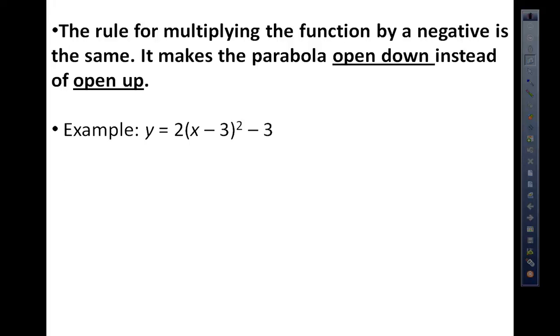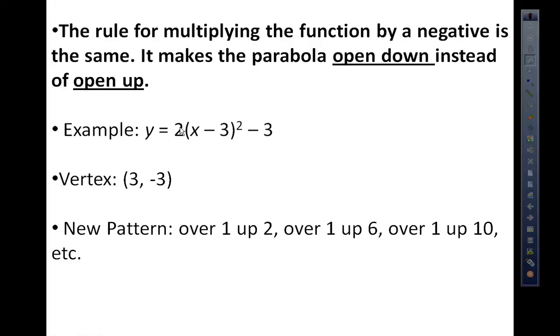So we have y equals 2 times (x minus 3) squared minus 3. So the first thing I'm going to notice is that my vertex is 3, negative 3. Opposite of the inside number, keep the outside number. Normally, I would then go to that point, over 1 up 1, over 1 up 3, over 1 up 5, go the other way, over 1 up 1, over 1 up 3, over 1 up 5. But this time it's going to be different because we're multiplying it by 2. So I'm going to go over 1 up 2, over 1 up 6, over 1 up 10, because 1, 3, and 5 all got multiplied by 2.